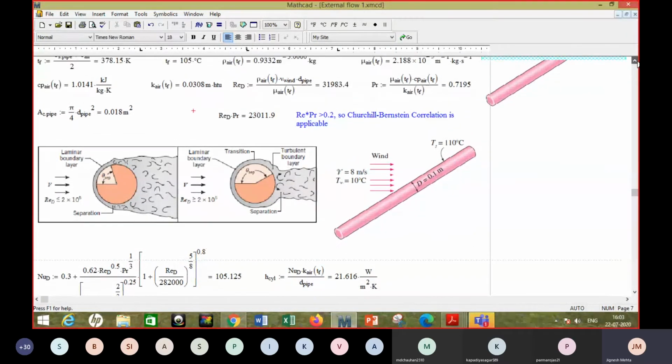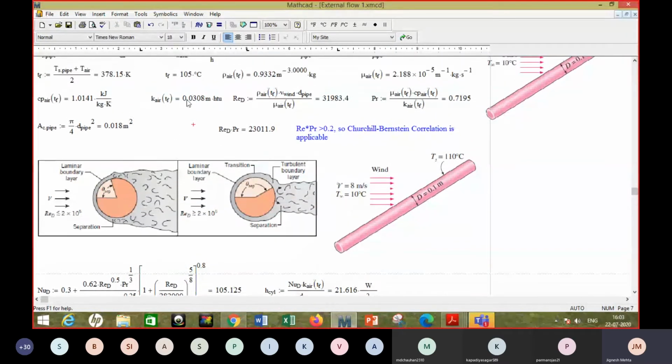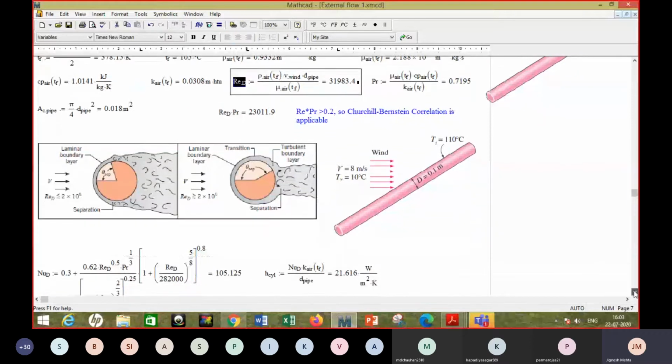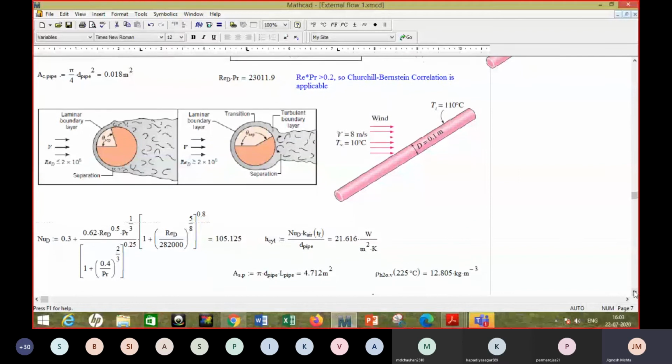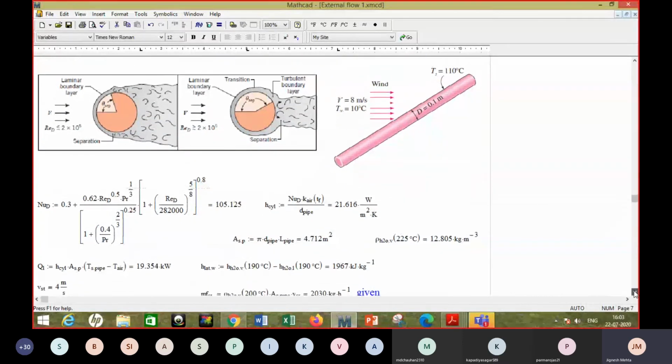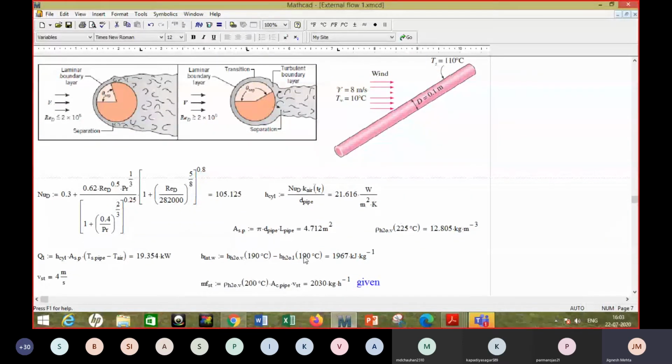The Reynolds number based on diameter has been used, right? So it is 105.125. In case you are not getting the same number, you can do the calculation again. Okay, so this is the value of Nusselt number on the outer surface of this pipe.